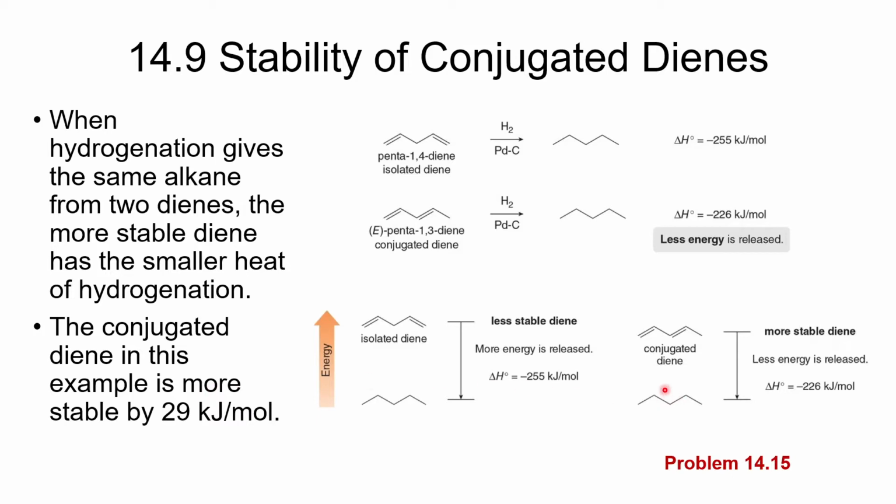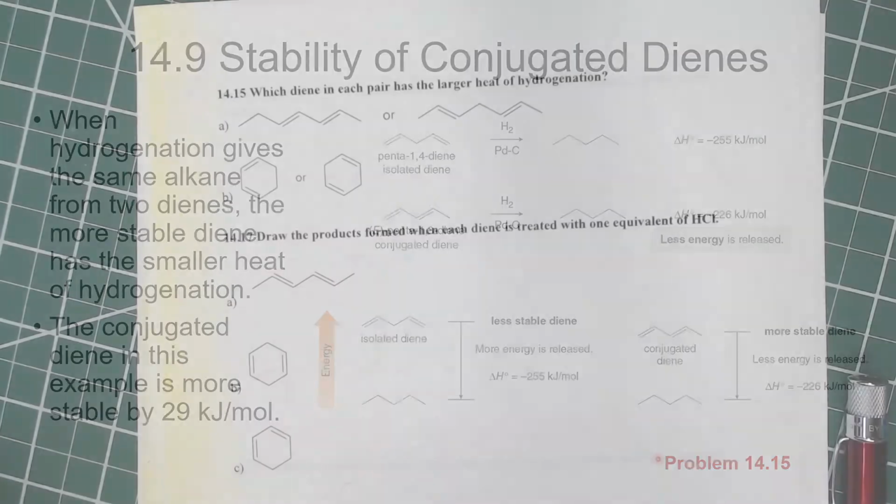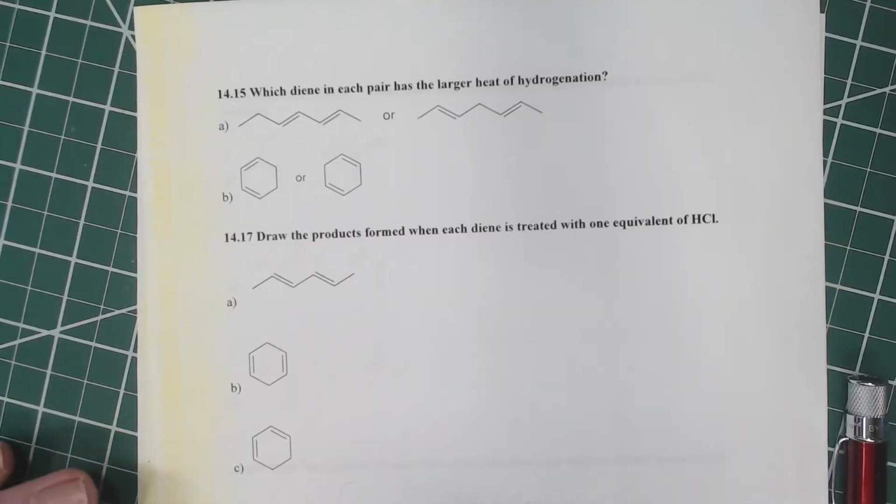We can look at it as an energy diagram. Both of these compounds give the same product when we do hydrogenation. But the less stable diene gives off more heat, which means it started from a higher energy. So we want to look at a couple of examples and determine which one has the larger heat of hydrogenation. We'll start with number 15 on the in-class assignment.